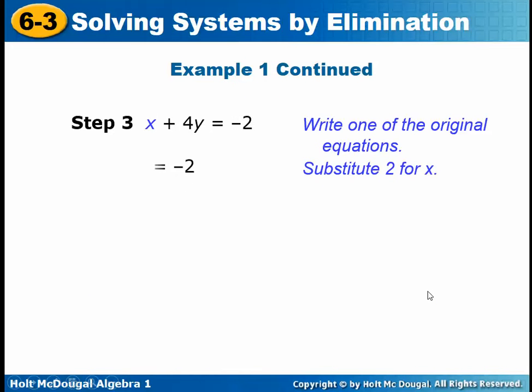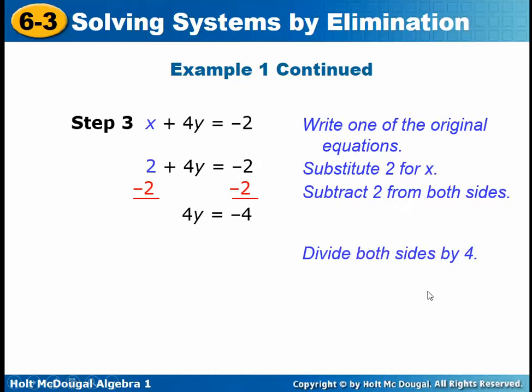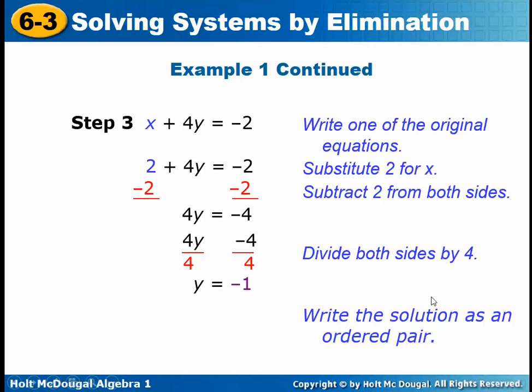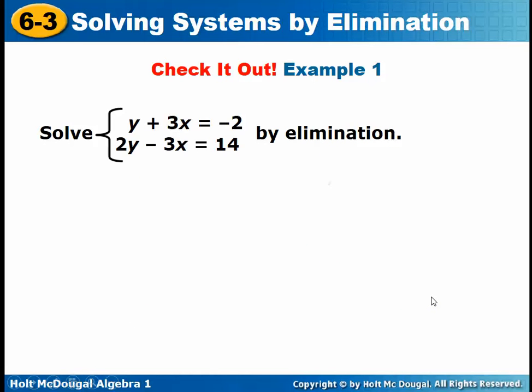So this is them finishing up finding what y was. They got -1 just like we did. Write it as an ordered pair, and then here's our next problem. Okay, in this example we have y plus 3x equals -2 and 2y minus 3x equals 14.